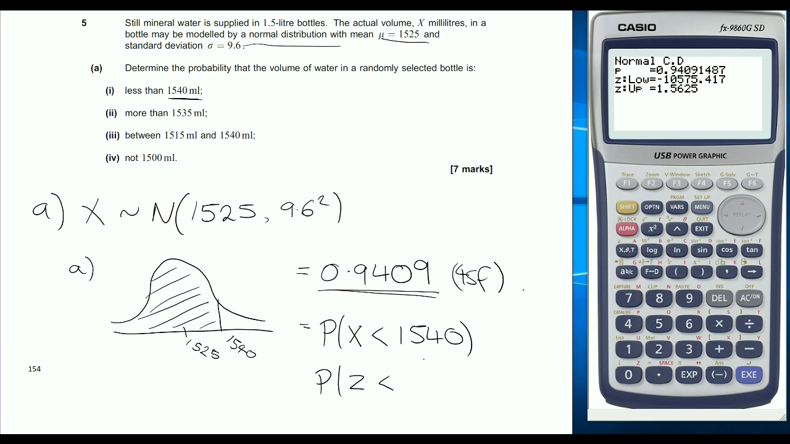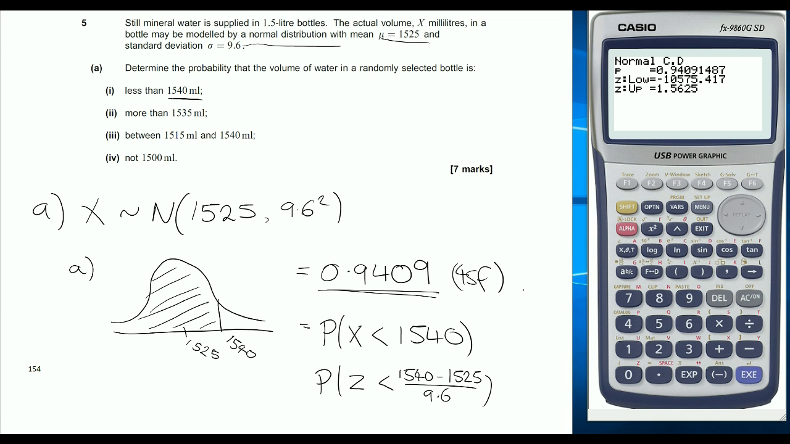So our Z value, and this is where we use our formula x minus mu over sigma. And that's one we have to remember anyway, and we're going to use that later on in part B of this question. So if we just substitute those values in, 1,540 minus 1,525 over 9.6, we can actually calculate that number quite quickly.